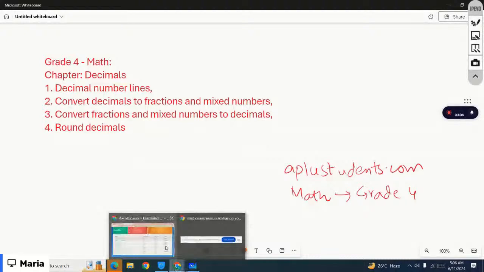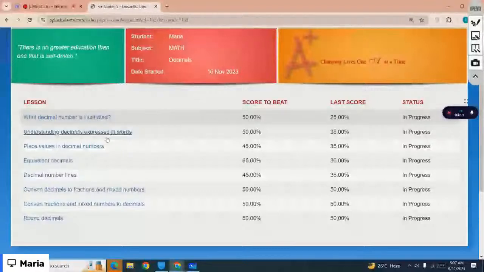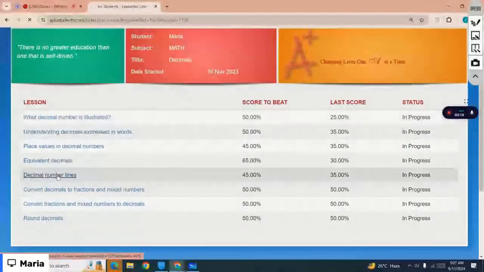Grade 4 math, we're going to start with the chapter decimals. So we're going to start with the lesson decimal number lines.